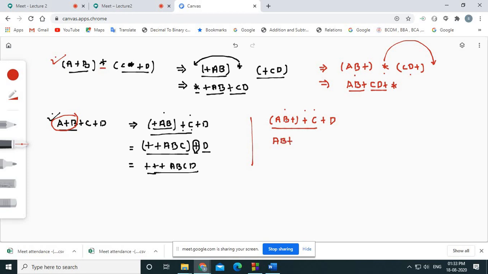Okay, so my first operand. Now what is my second operand? C. So I'm writing C, and then you have to consider this operator. So I'm just considering the operator. Are you getting this? And plus D. Now this is your first operand, this is your second operand, and then the plus sign.